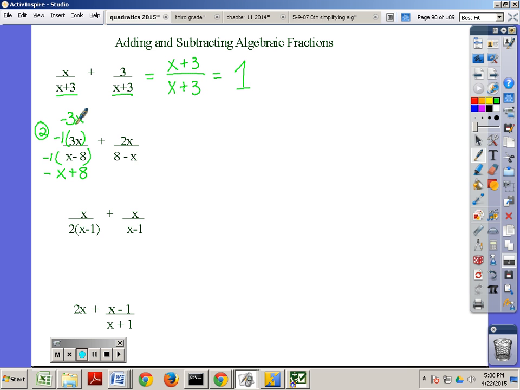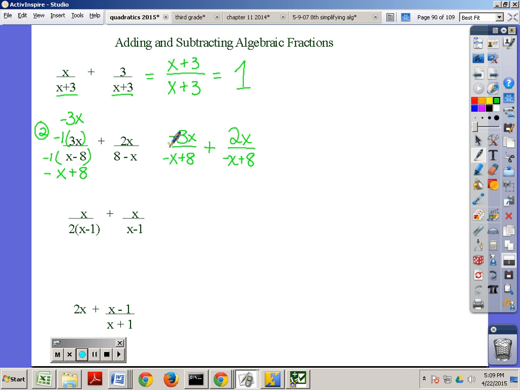So if I were to rewrite this problem, I'd have negative 3x over negative x plus 8 plus 2x over, and I'm just going to go ahead and reverse the order of that so they look identical. So 8 minus x is the same as negative x plus 8. So now they just look identical.